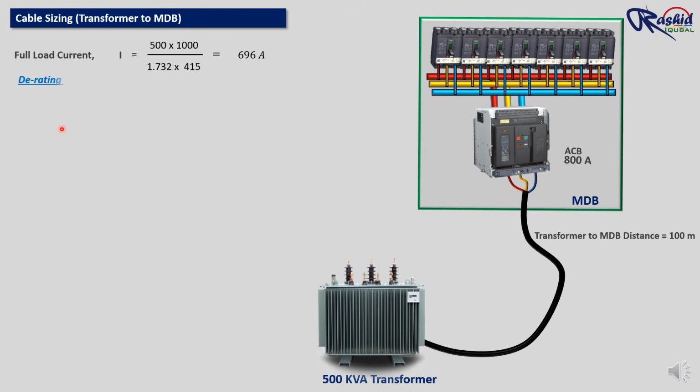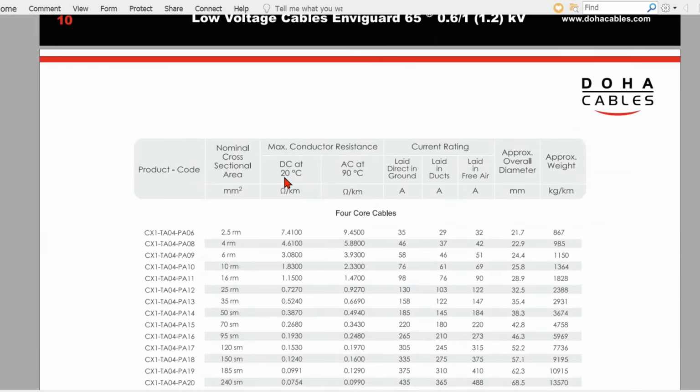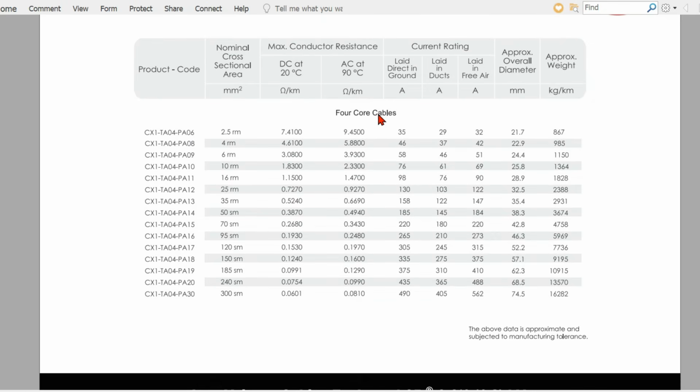Let me assume total derating factor 0.8. Then the continuous current rating of cable will be 696 divided by derating factor 0.8, equal to 870 ampere. Now we need to find a cable whose current carrying capacity is more than 870 ampere. So let's refer to the cable catalog to find a suitable size of cable. We are looking here for copper cable, XLPE type insulation.